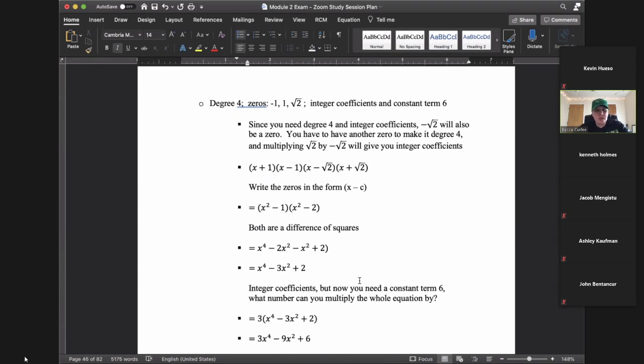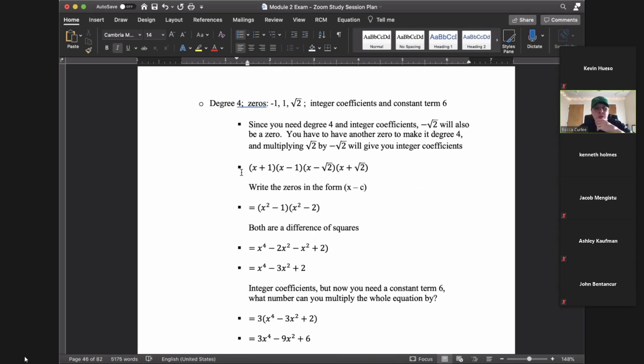So here's another one. The degree is 4. The zeros are -1, 1, and square root of 2. And we need integer coefficients and a constant term of 6. Since you need a degree 4 and integer coefficients, negative square root of 2 will also be a 0. You have to have another 0 to make it degree 4, and multiplying the square root of 2 by the negative square root of 2 will give you integer coefficients.